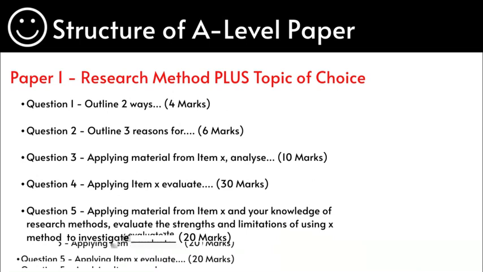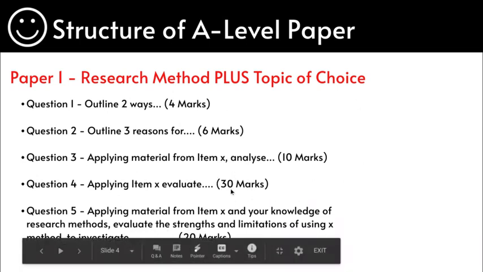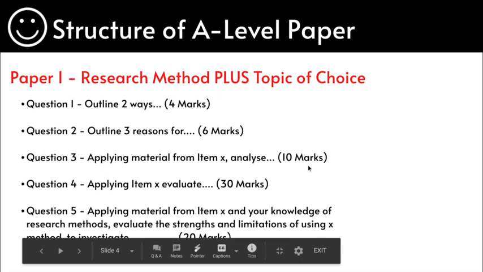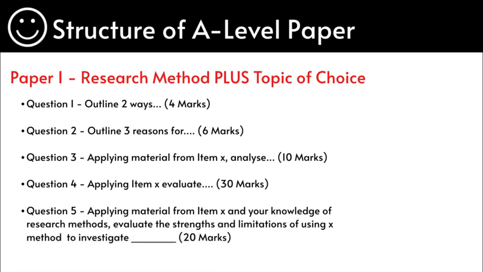Again, it's the same structure, but rather we have a 30 marker instead of a 20 marker on question 4, and question 5 is 20 marks. The questions are the same, just the 2 marker is got rid of, and that made a 4 marker on the outline 2 ways. So it's pretty much the same, but in even the 10 marker, you have to use an item. So sorry about the mistitling, but this is what it is.